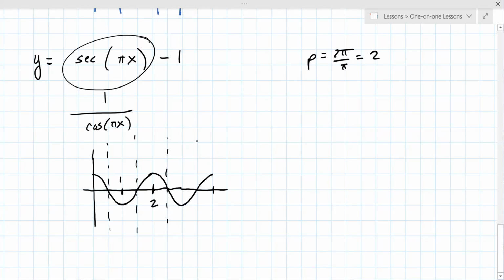Well, we have to be careful here, because it's where 1 over cosine is undefined, not this -1. Does it just move it down? It will, but not yet. You have to be careful about not doing it too soon.